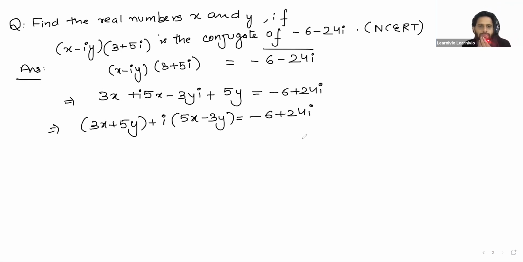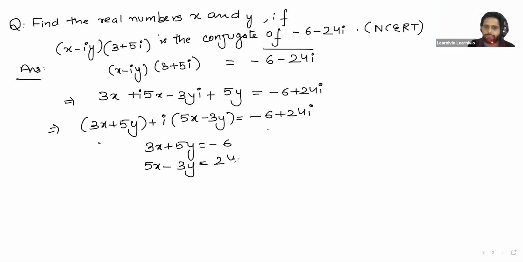Okay, Safan, we both are getting different expressions. Will you please check? You are getting a negative, I'm getting a positive. I guess you have not changed the sign over there. Yes, sign over there. And 5x minus 3y, this is correct. So we will get 3x plus 5y is equal to minus 6, and 5x minus 3y is equal to 24. Now we have two equations. Please solve these two equations and share your answer. Yusra, is this clear? Yes, sir. Okay, good.